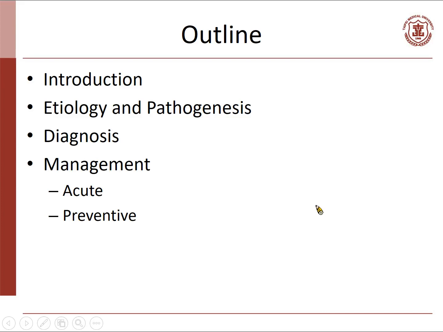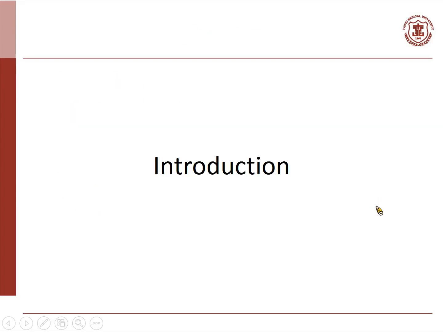So this is today's outline. I will introduce stroke epidemiology, go through the etiology and pathogenesis, the diagnosis, and then finally the management. The management includes acute care and preventive care, because stroke is an event, so it requires prevention. When you get a stroke, the neurons may be damaged, so a neurologic deficit is left.